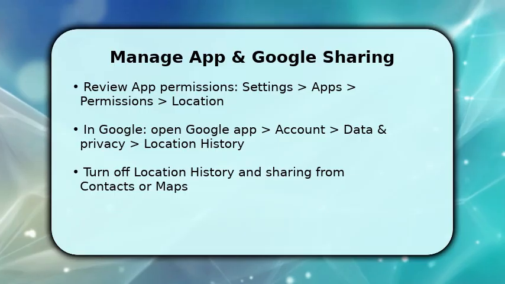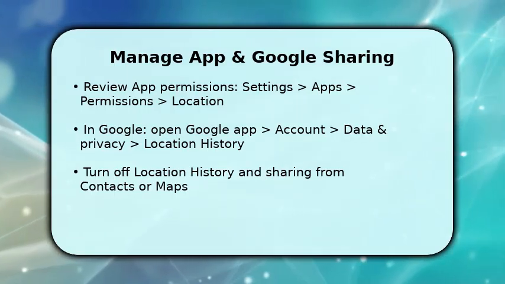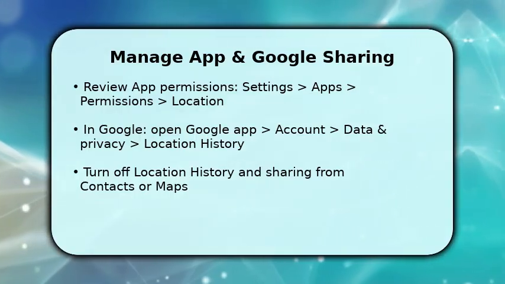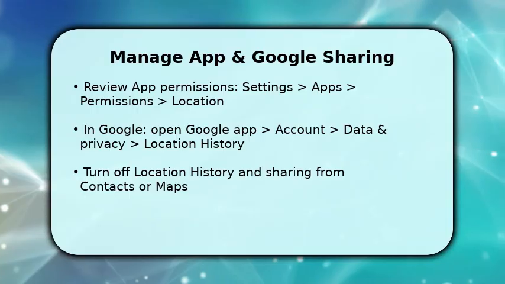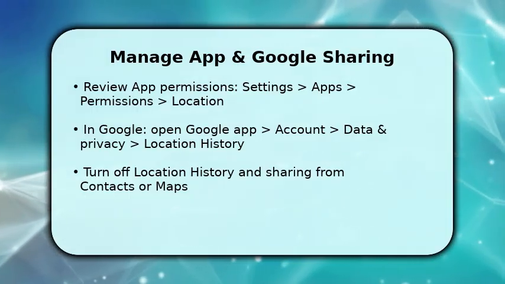Go to Settings, Apps, Permissions, Location and revoke or set to Allow only while using the app for any app you don't trust. Next, open the Google app, tap your profile, choose Data and Privacy, then Location History and pause it. This stops Google storing movements.